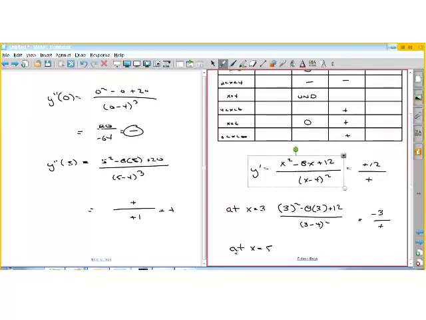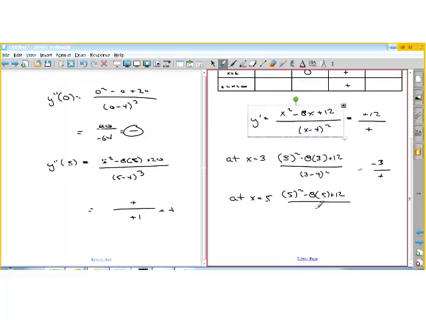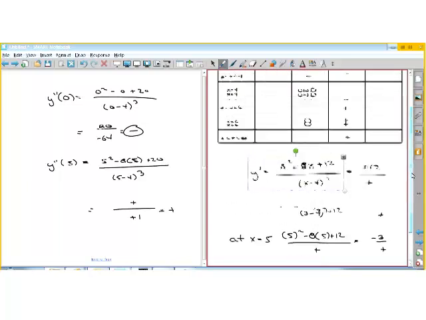Then we do x equals 5, which is in the next interval. So we'll have 5 squared minus 8 times 5 plus 12, all divided by this positive number. So we get 25 plus 12 is 37, and this is negative 40. So you're going to get negative 3 again over a positive number. So it's still going to be negative.